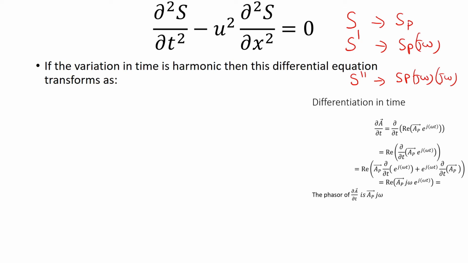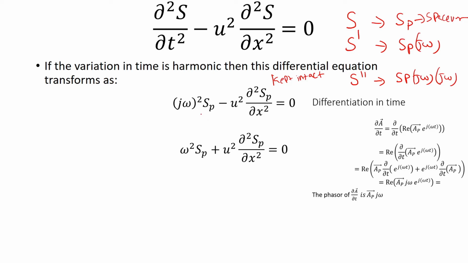So if I use this expression to convert this wave equation into its phasor form, I would get that j omega whole square times Sp minus u square times dou square Sp by dou x square is equal to 0. Understand that I have just removed the time variations, the space variations are kept intact, because as you know, phasor is space variant. From the principles of complex numbers, j square is minus 1 and there is a minus already here. So I can rewrite this expression to be omega square Sp plus u square dou square Sp by dou x square is equal to 0.